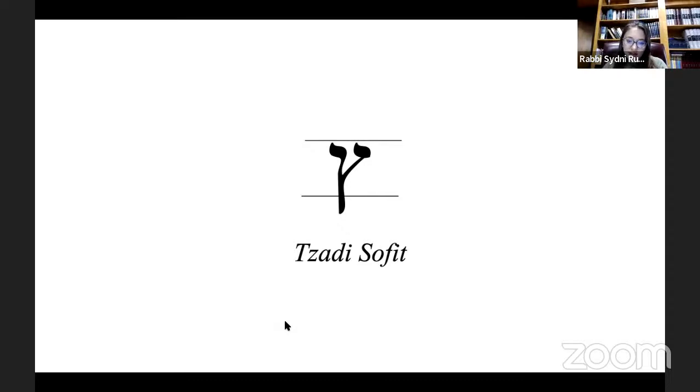So tsadi Sofit is not so difficult to draw. We're gonna draw our lines again. You'll draw a big line down and then a little line there. So it looks like a Y. Okay.